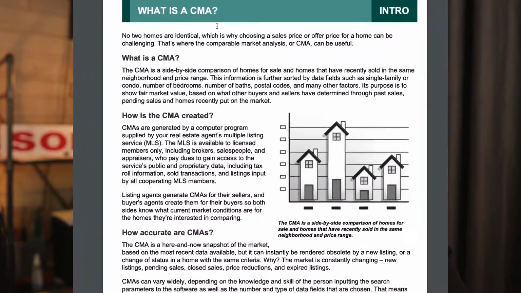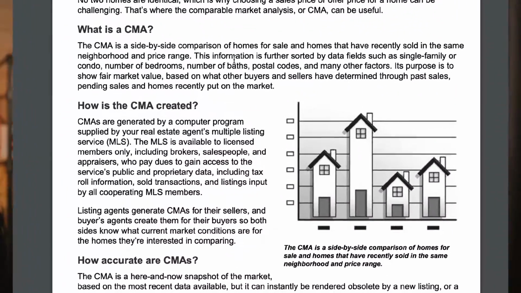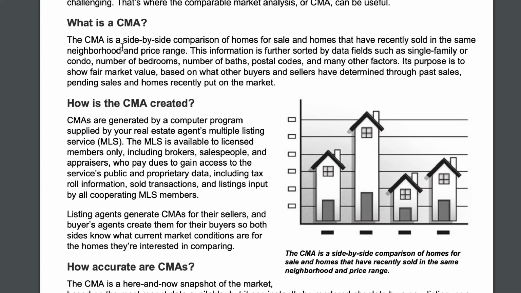So what is a CMA? A CMA is a side-by-side comparison of similar homes to yours that have sold or are under contract or even active, depending on if you're talking about listing the property. How is it created? It's generated by a computer program. A lot of times in our software right here, it picks out homes around your vicinity that have recently sold.